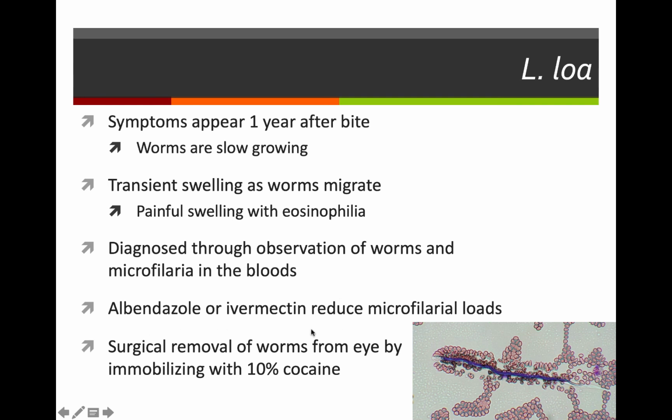And some of our standard anti-helminths can reduce the load of the adults or even the microfilaria because these are not technically a larval stage. The larval stage occurs in the mosquito. The worms, when they get in the eye, have to be surgically removed. I can't imagine how terrifying that would be. But first they are immobilized, believe it or not, with a 10% cocaine solution. So a 10% cocaine solution paralyzes these worms so that they can be surgically removed from the eye.